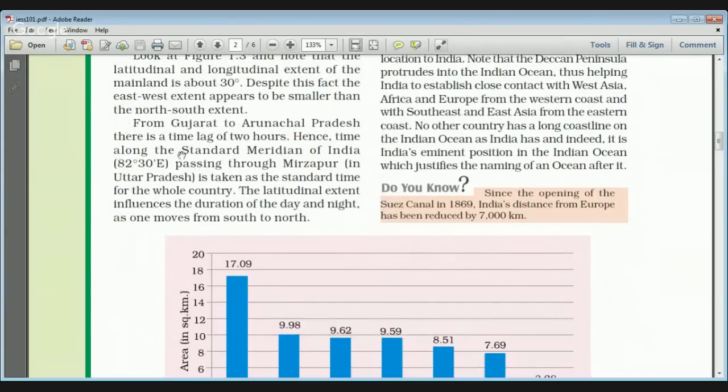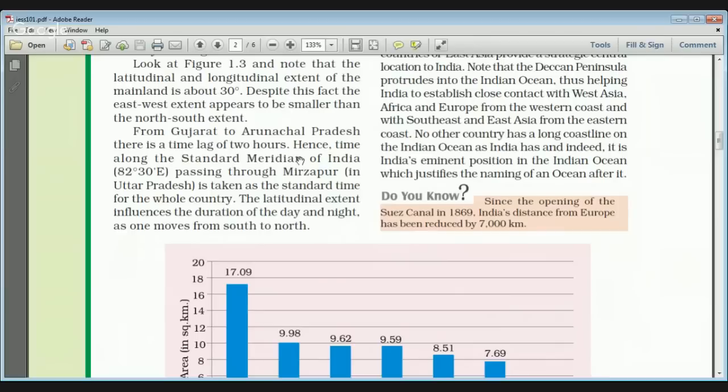and that is why the east-west extent of India appears to be smaller than the south-north extent. And I told you that from Gujarat up to Arunachal Pradesh there is a time lag of 2 hours. And that is why India has decided its standard time, which passes through Mirzapur in UP, as 82 degrees 30 minutes east for the whole country.